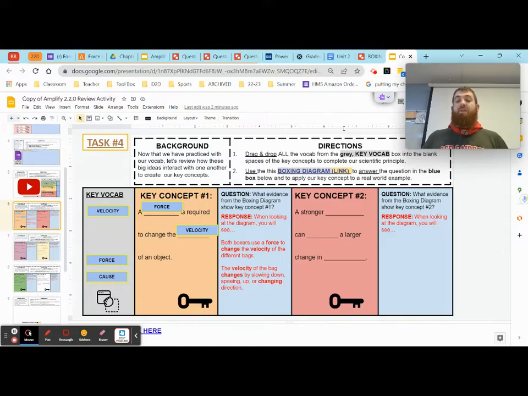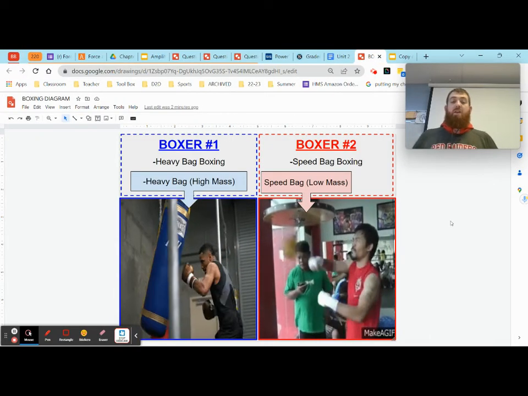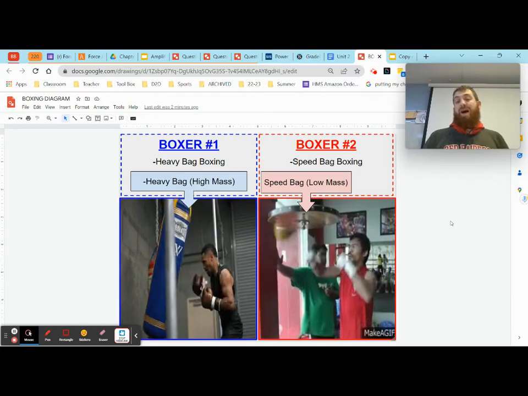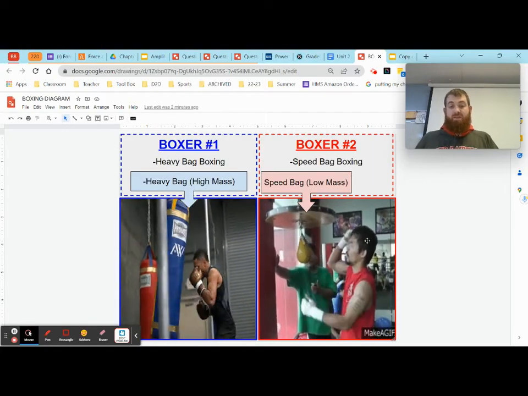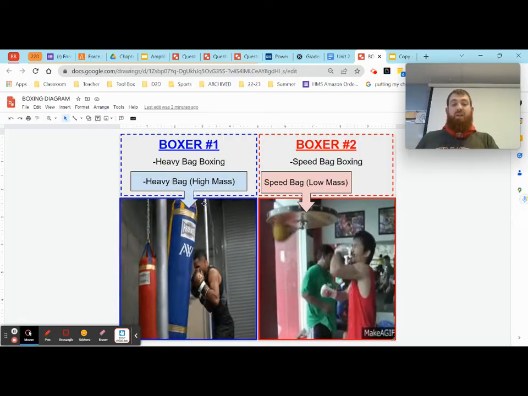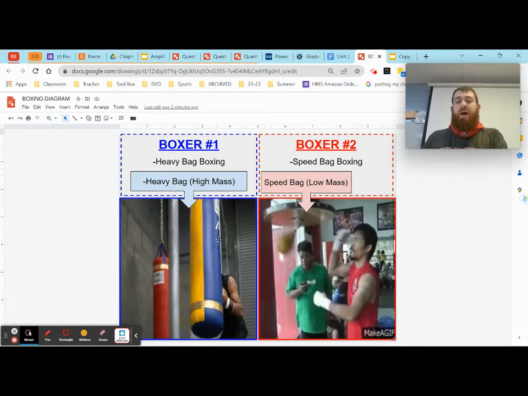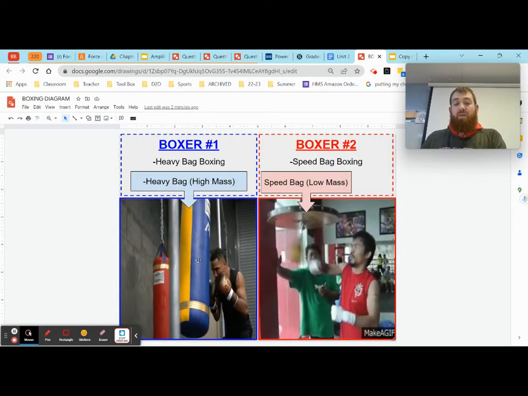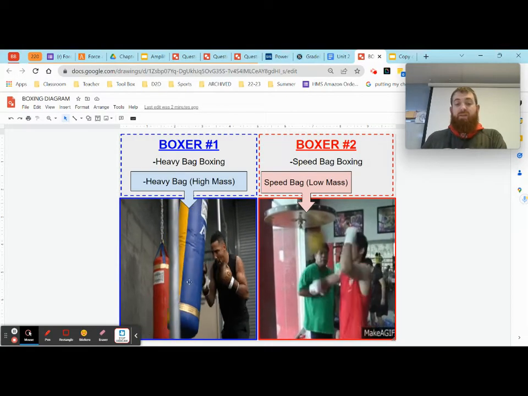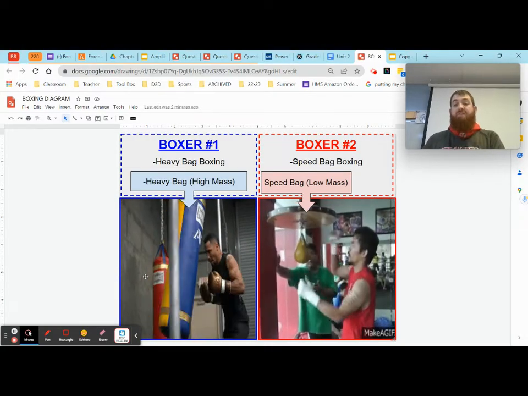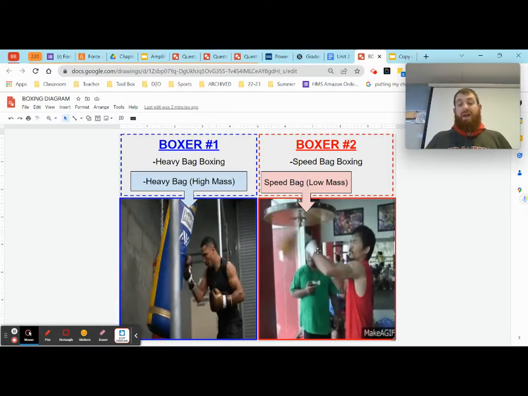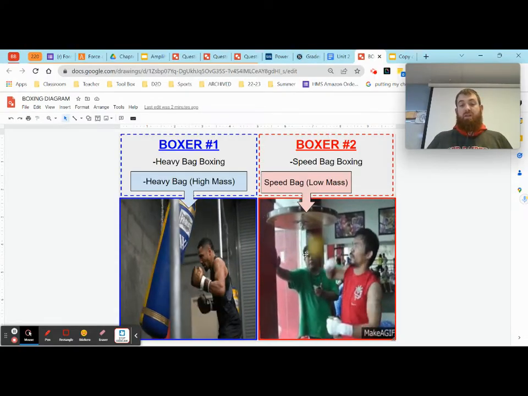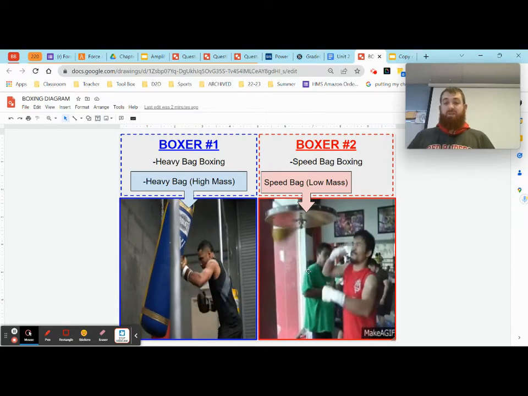So when you click on the diagram, it's going to look like this, and you're going to see two sets of boxers. We have the blue boxer and we have the red boxer. Now the blue boxer here is going to be boxing using a heavy bag. So this bag here that you see him hitting has a high mass, versus the red boxer here is using a speed bag. And this boxing bag here has very low mass.